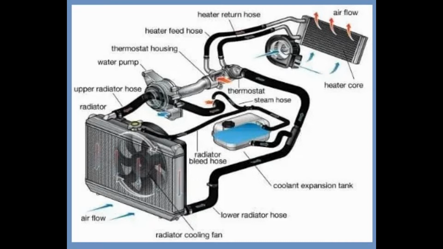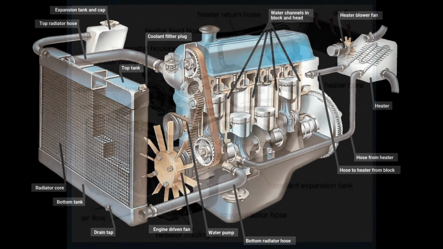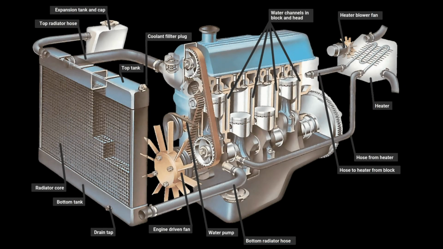Main components of the engine cooling system. 1. Water pump. It is said to be the heart of the engine cooling system. The water pump has a radial impeller inside its casing which is driven by the engine itself. A serpentine belt is used to deliver rotational motion from the engine main pulley to the water pump pulley.